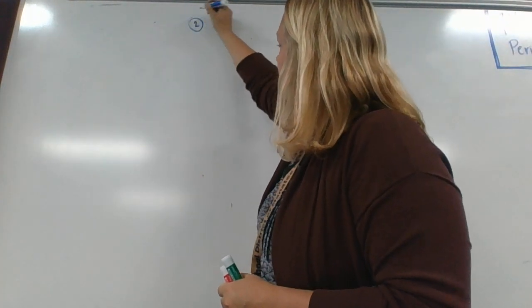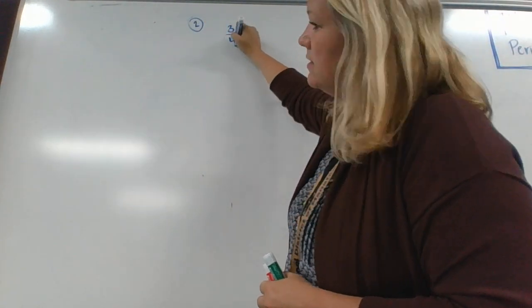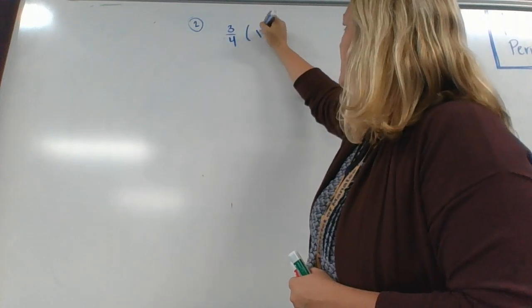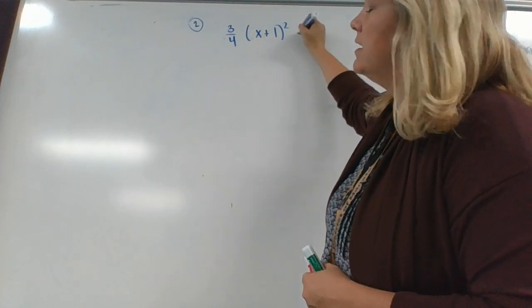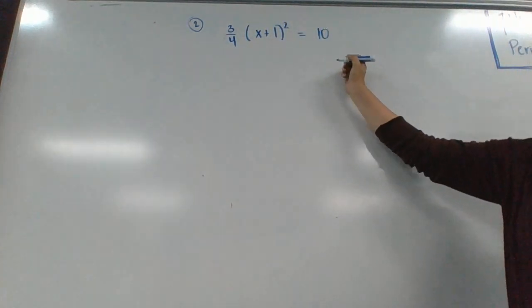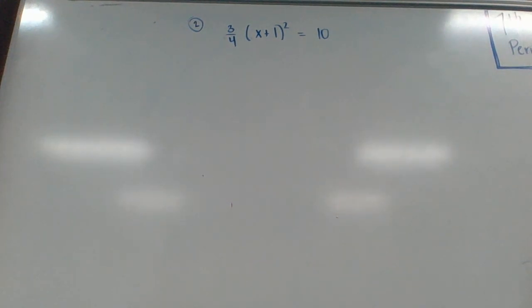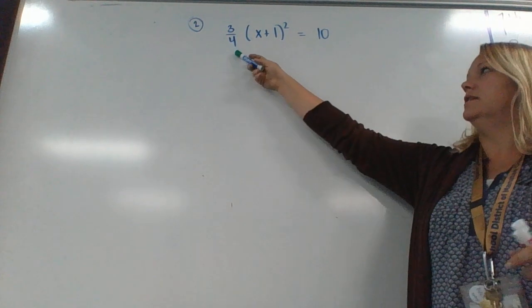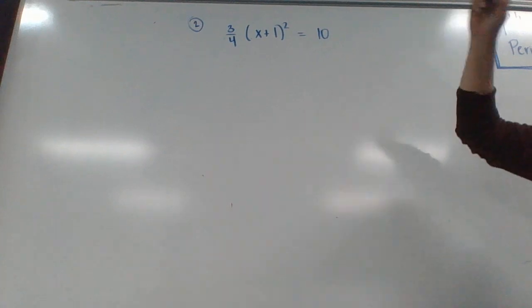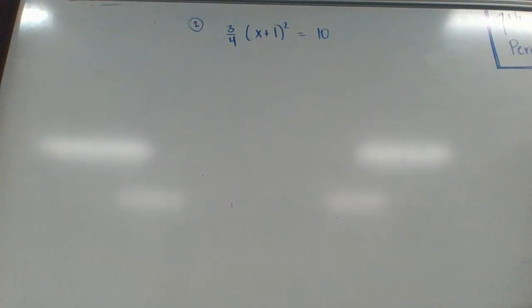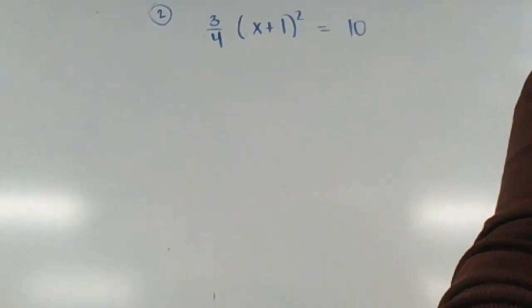Okay, number two. Three fourths. Yep. (x plus 1) squared equals 10. I see vertex form here. I see an A value. I see an H value. If I subtract the 10, it would be a K value. So this equation looks like something that I could graph almost.